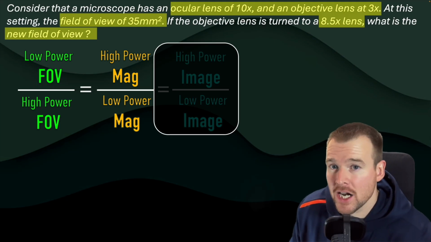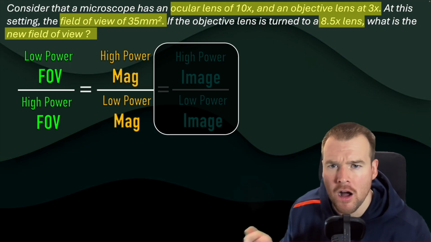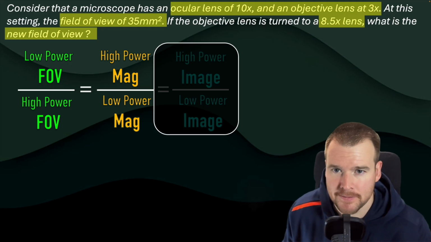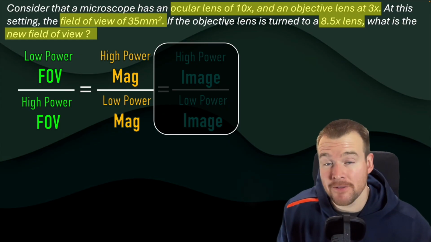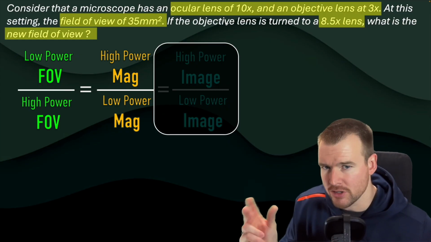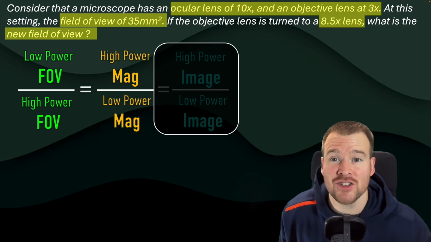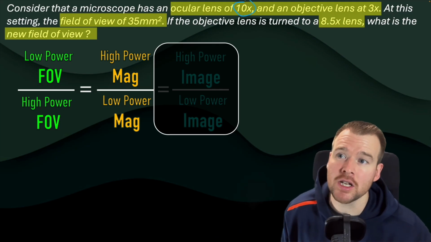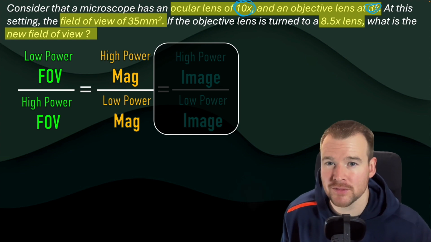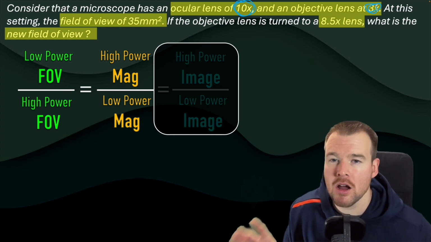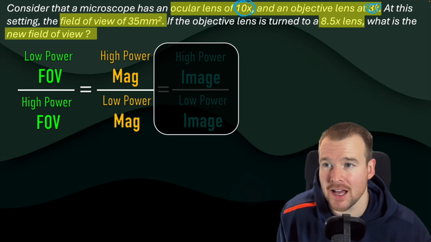Now I need to look for what I know, and this one's a little bit trickier because they gave me an ocular lens and an objective lens. All we have to know for this part is when you look through the ocular lens and then it gets magnified again by the objective lens, these two magnifications get multiplied together. So if I'm looking through the ocular lens of 10 times and then a 3 times objective lens, this is just 10 times 3, it's 30 times magnification at this level. Okay, so it's just another little trick they might throw in there.